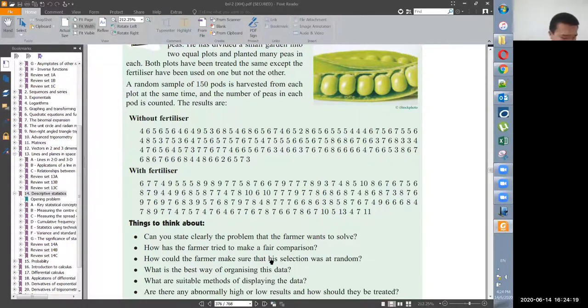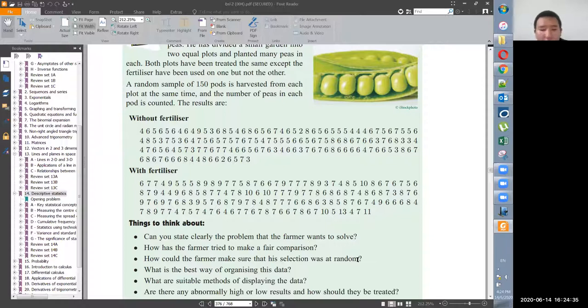So basically the third question here is, when you want to learn something from your data, you need to ensure randomness. Otherwise your data set is called biased.